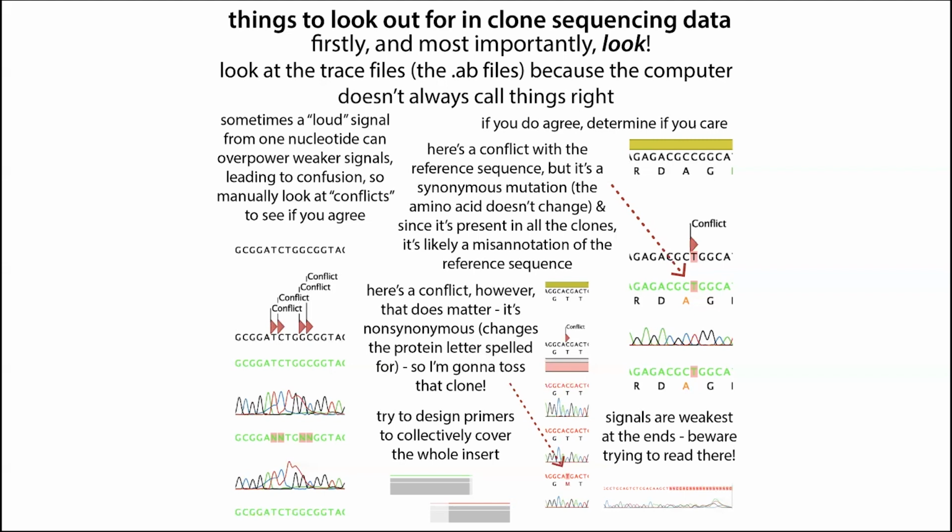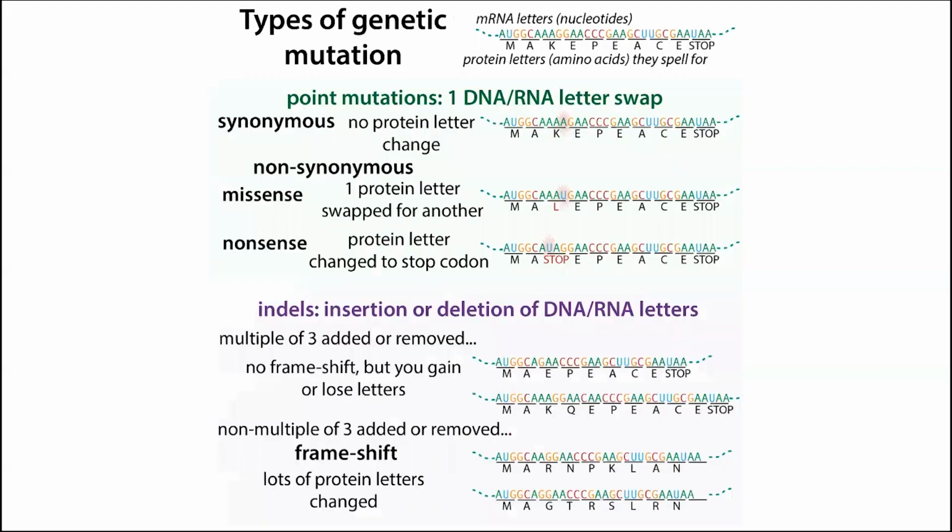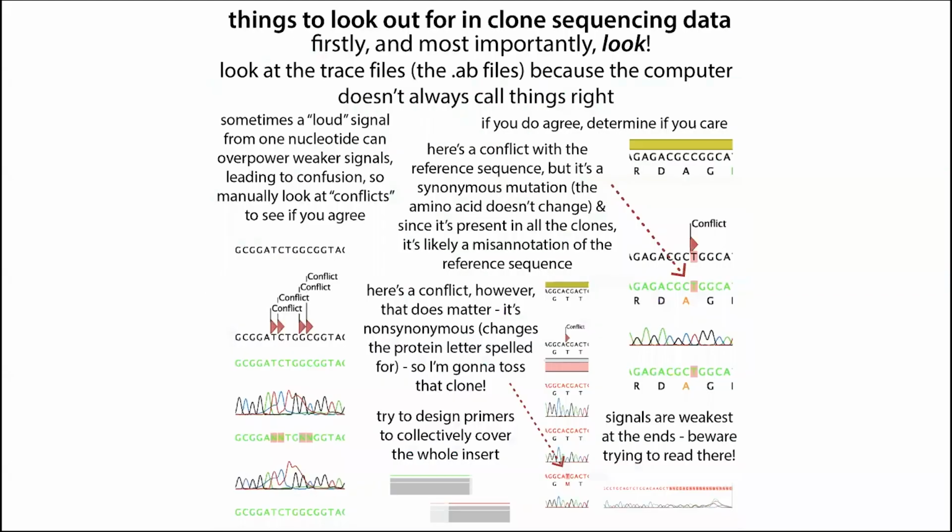And so it's important that you actually look at the data directly, go to those conflict sites and see, okay, well, can I figure this out? Now if there is a conflict, you need to decide, well, does it really matter? So sometimes there's going to be a synonymous mutation where the DNA sequence changes, but the actual protein sequence doesn't change. And so maybe you don't care.